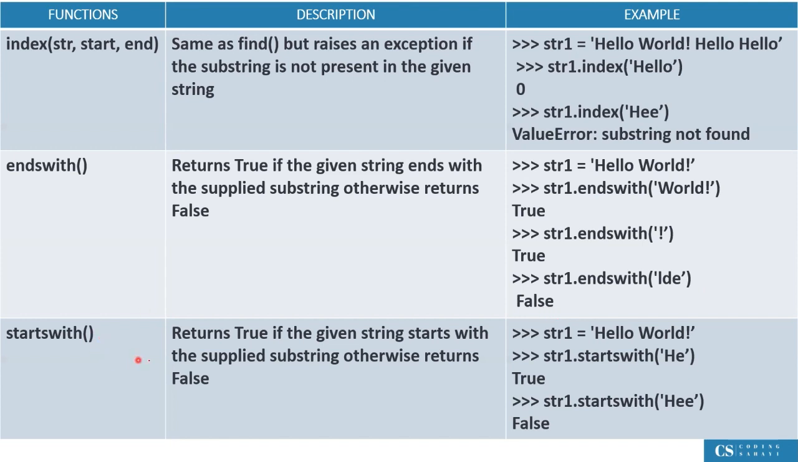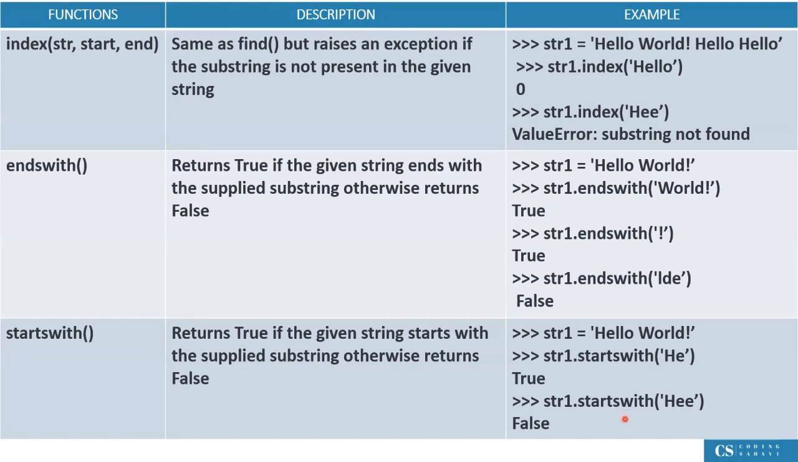Same way we have startswith, which checks whether the string starts with the substring. For example, str1 is equal to "hello world", and here we are giving str1 dot startswith "he". Yes, it is starting with "he", so it returns true. Then we have str1 dot startswith "hee". Is it satisfied? No, because the third letter is "l", we have "hel". So it returns false because it is not starting with "hee".